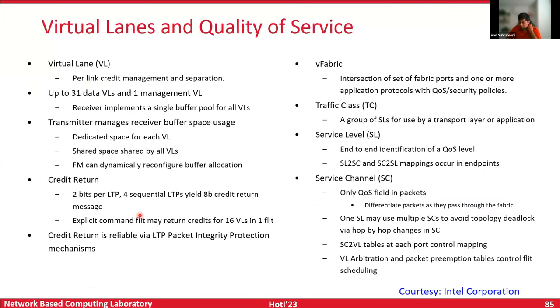Just like InfiniBand, it also implements differentiated quality of service using the concept of virtual lanes and service levels. The major difference is that while IB only supported 16 virtual lanes, Omnipath supports up to 32 different virtual lanes. And these are some of the details of how those work. But as you can see, at a high level, it is still very similar in principle to what IB was doing.